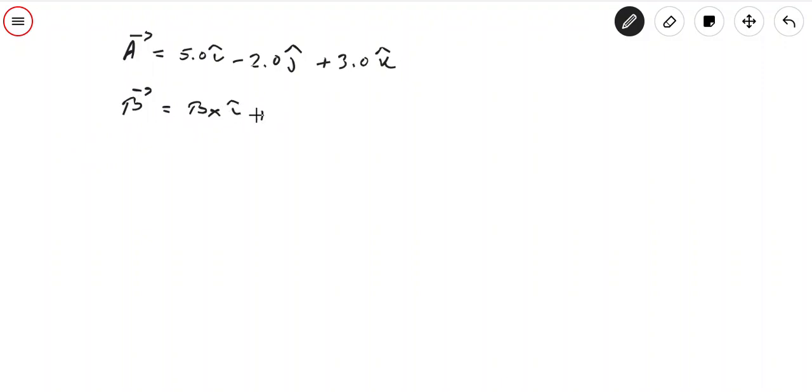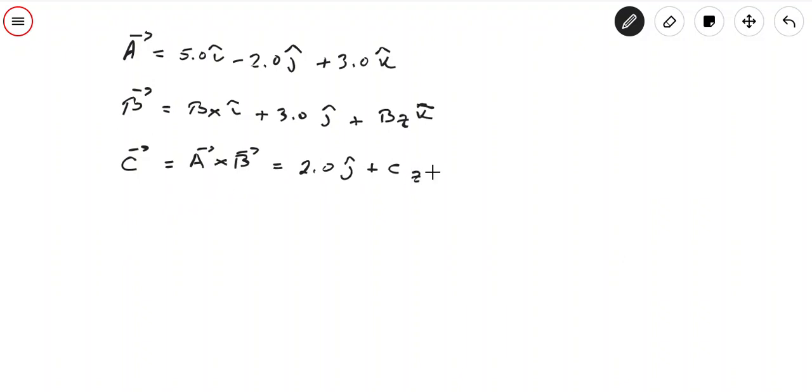3.0j plus Bz k. And then we have a vector C that is the cross product of vector A and vector B, and this cross product of vector A and vector B will be equal to 2.0j plus Cz k. So we have to find Bx, Bz, and Cz.